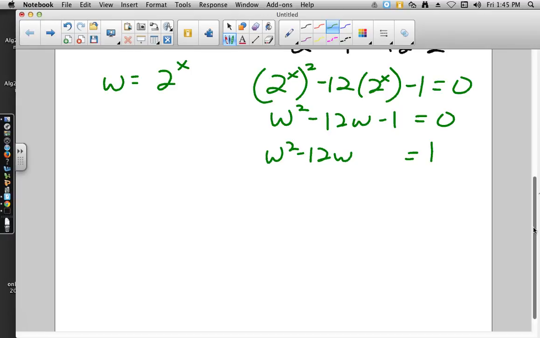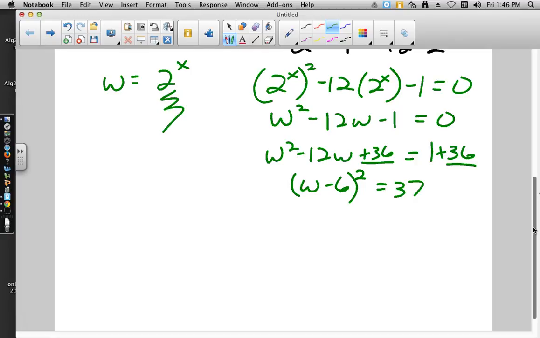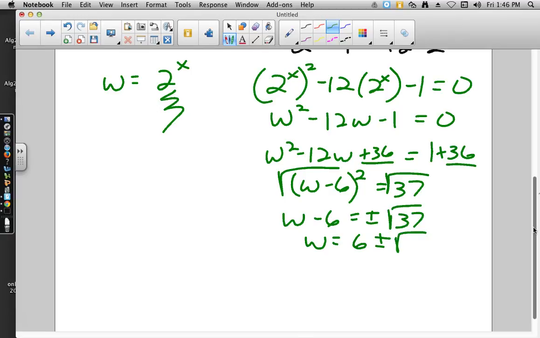We'll go ahead and move the 1 over by adding 1 to both sides. And then our b value is negative 12. Negative 12 divided by 2 is negative 6, and negative 6 squared is 36. And what we do to one side, we have to do to the other. So this is now a perfect square binomial, and we will factor it as such. And we have 37. Now I want to get this to say w equals something, because in the back of my mind I still have that I have to substitute that 2^x back in there. So we would take the square root of both sides and get w minus 6 equals plus or minus the square root of 37. And then by adding 6, we get this.